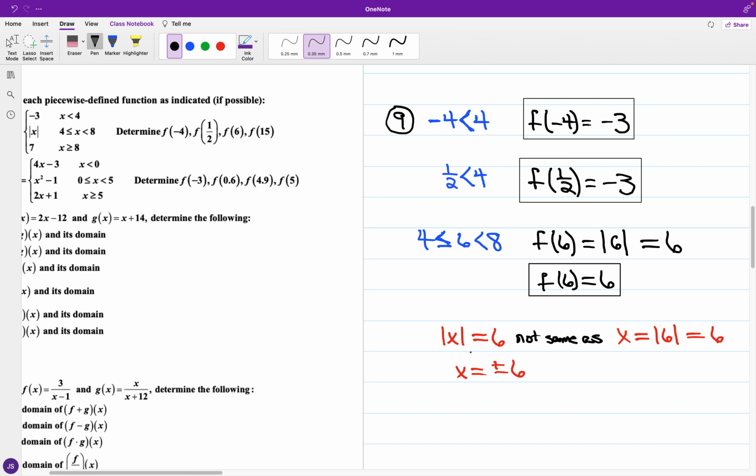Yeah, so if the problem had been like absolute value of what numbers is equal to 6, you would have positive and negative 6. But if I'm looking at just the absolute value of 6, that comes out to 6.